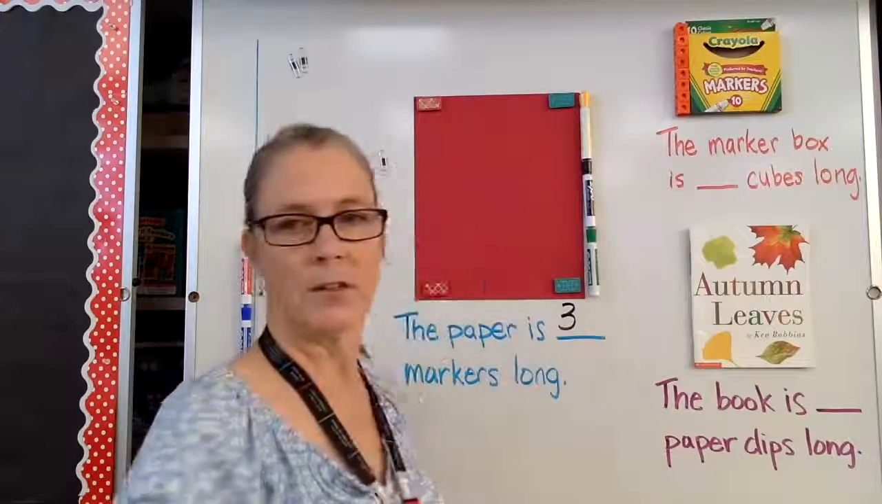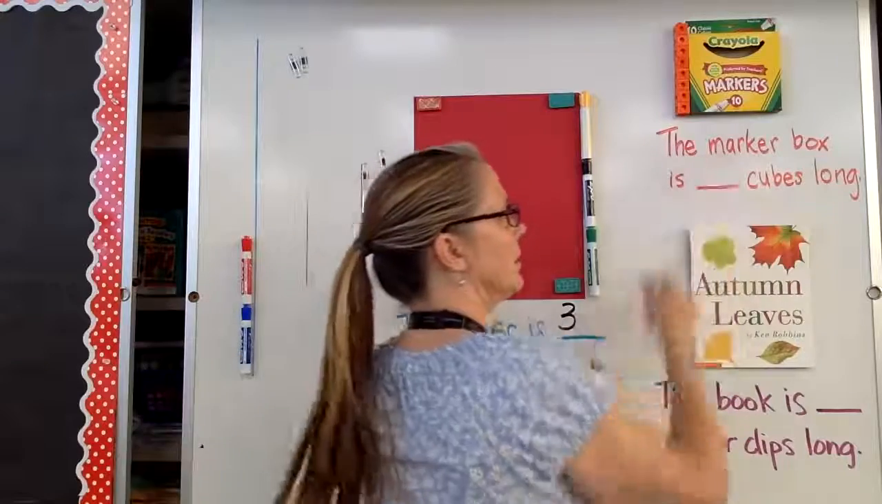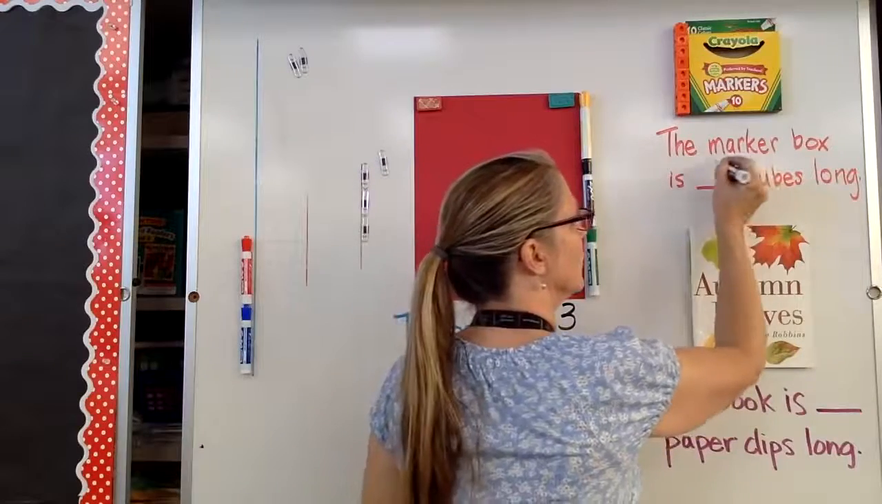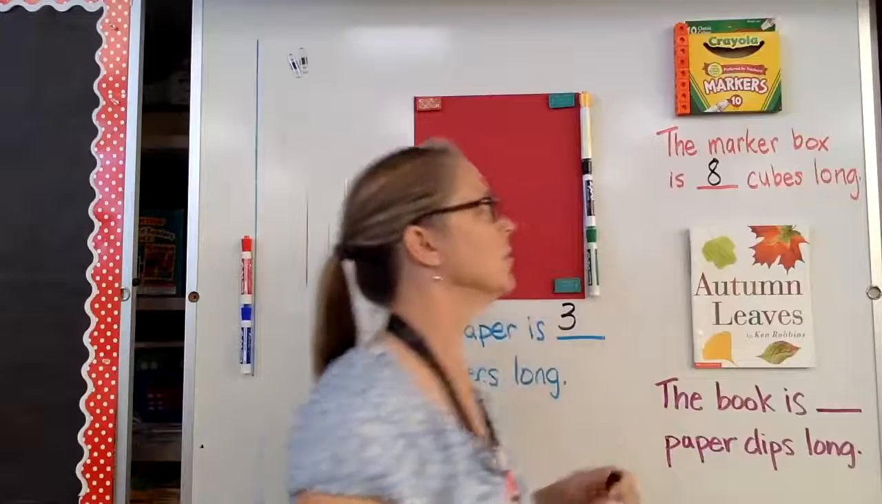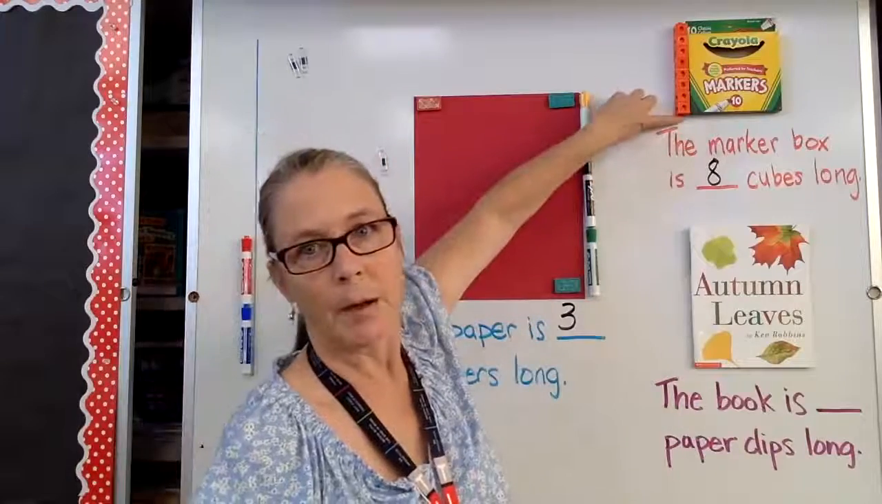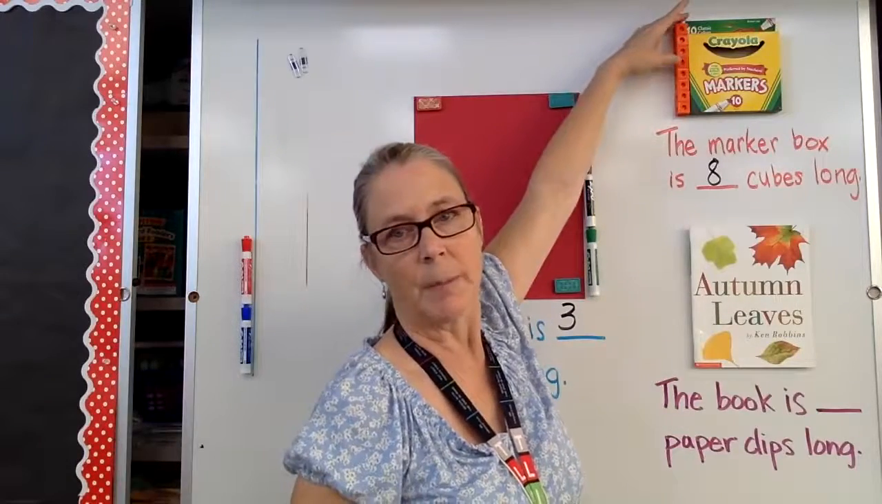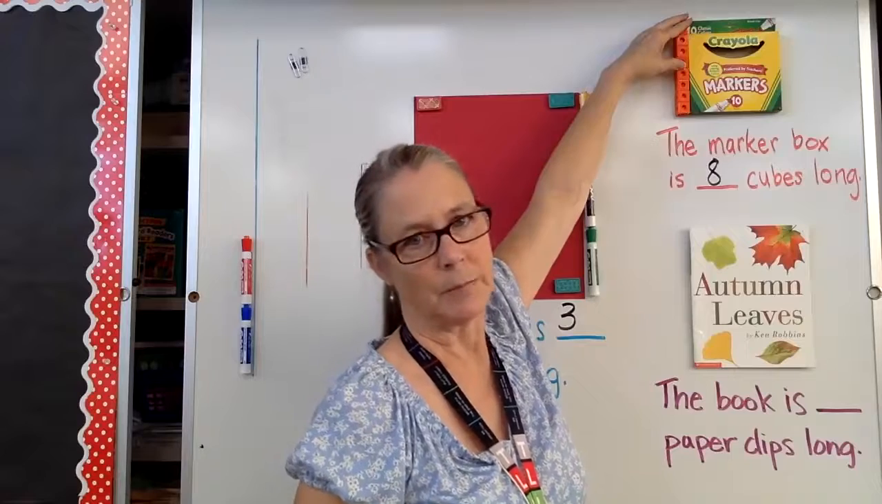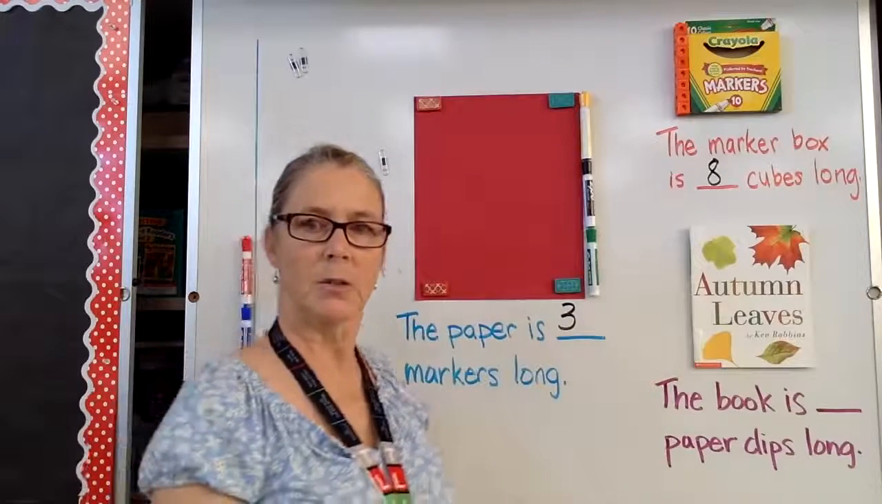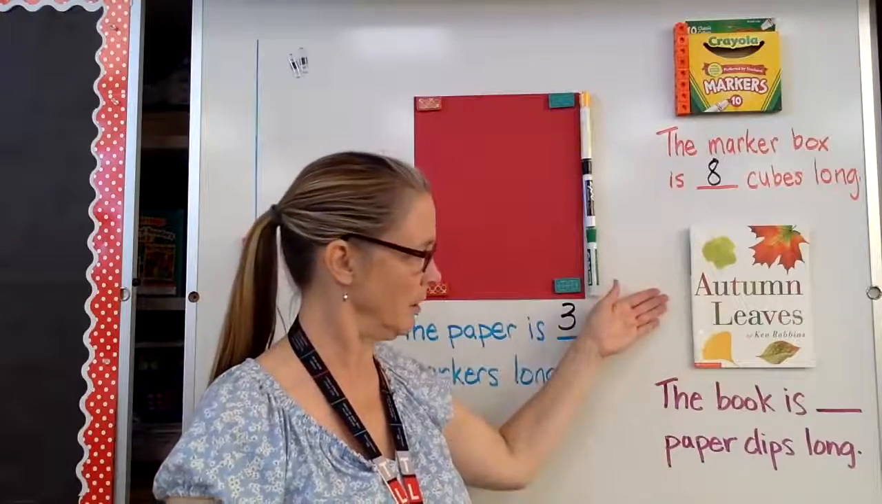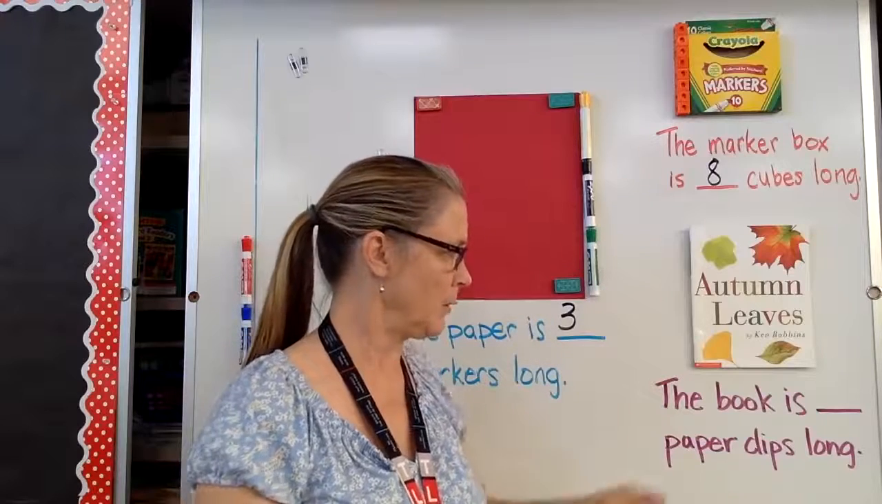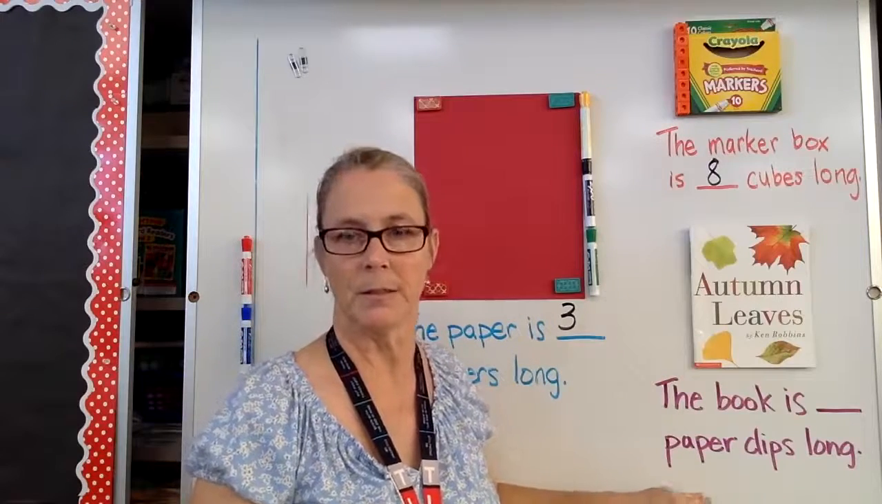Okay, so let's fill in our sentence here. The marker box is 8 cubes long. So again, all the way at the bottom, all the way to the top, no spaces in between. All right, the last thing we're going to practice measuring today is our book. I have a lovely book here, and we're going to measure with paper clips this time.